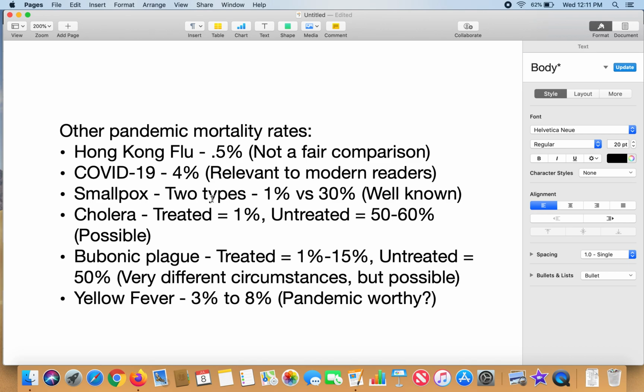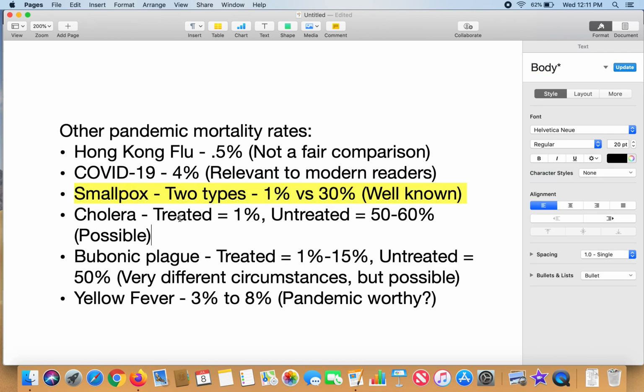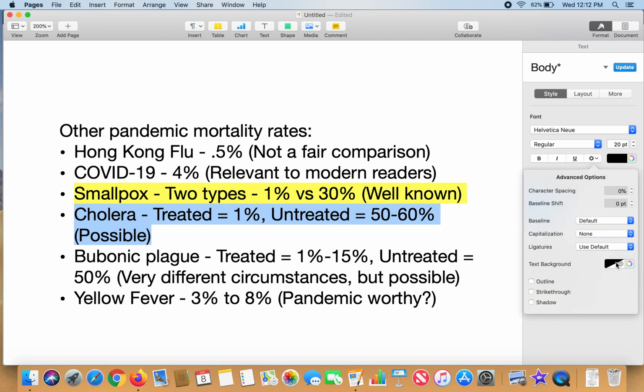Smallpox has 2 types. One type had a 1% mortality rate and the other had a 30% mortality rate. That is a very well-known pandemic, so it is a potential good option to use as additional data. So we'll highlight that. Cholera, if a patient is treated, had a 1% mortality rate. Untreated had a 50 to 60% mortality rate. So we'll highlight that as a possible option.